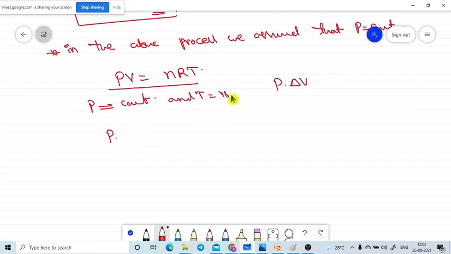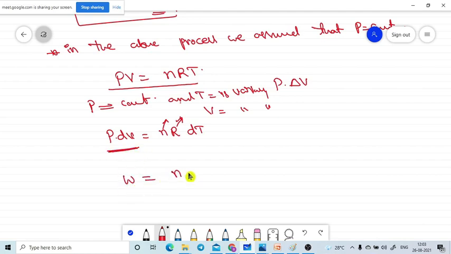So P into delta V is equal to nR into dT, where n is the number of moles, which is constant, and R is the ideal gas constant. Now P dV is the work done. So dW is equal to nR into dT.